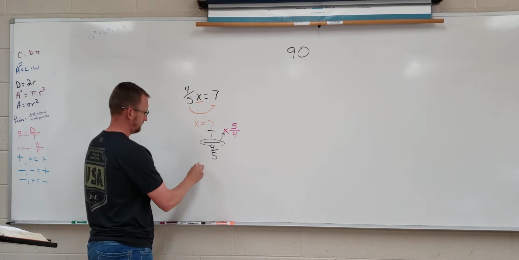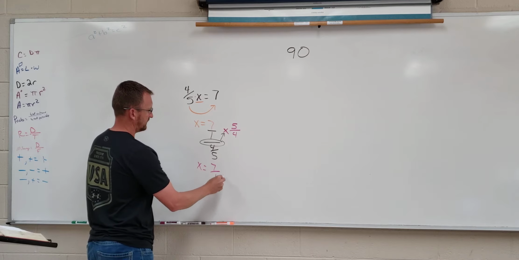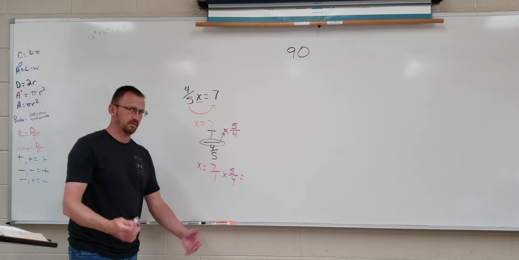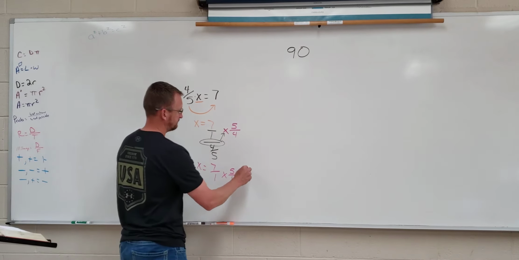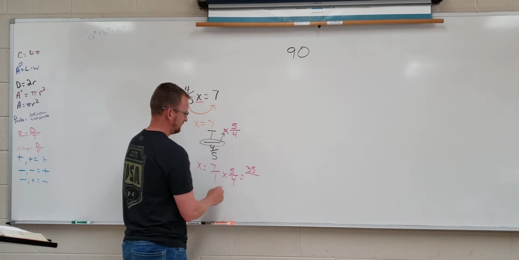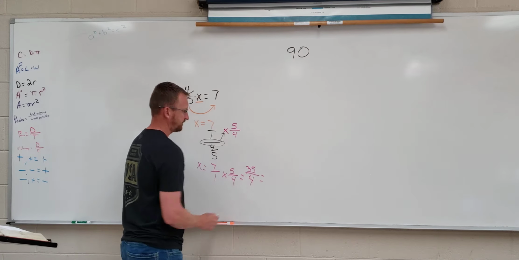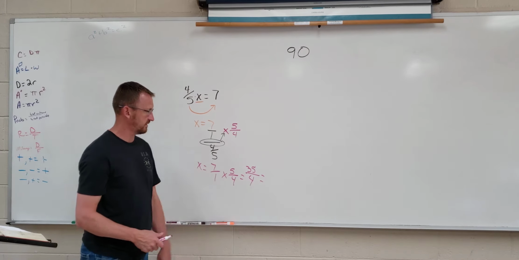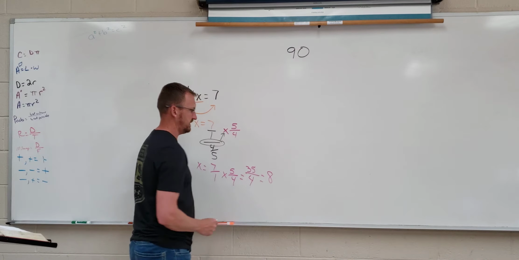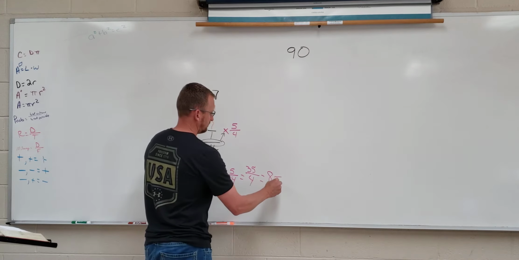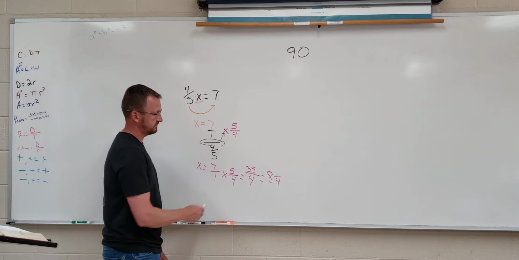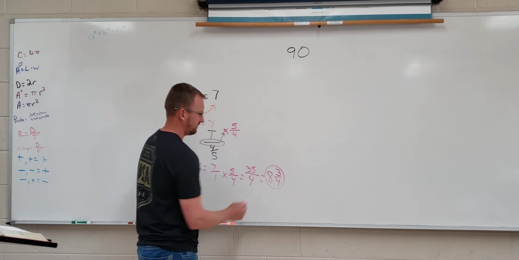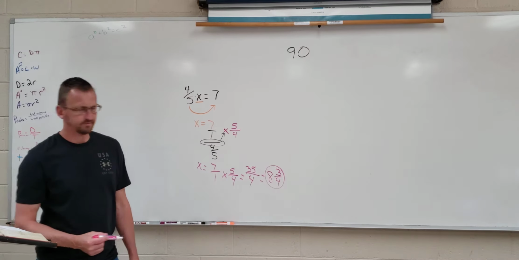So if we rewrite it, x equals 7/1 times 5/4. And now we simplify. 7 times 5, 35. 1 times 4 gives us 4. To simplify that even farther, 4 into 35 goes 8 times, which is 32. 35 minus 32 gives us a remainder of 3. So 8 3/4 is our final answer.